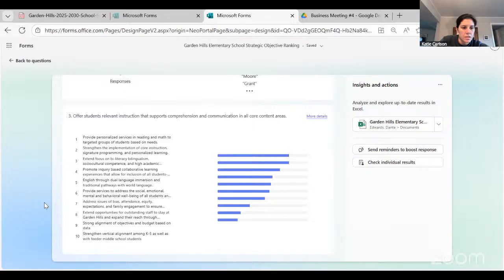Okay. I have a question about ordering them by importance. The one that Katie put in the chat, offering student relevant instruction that supports comprehension and communication in all content areas: if we're already continuing with HMH and the math curriculum, and our coaches are making sure there's strong instruction throughout the building, what exactly is that ensuring or promoting outside of what we're already doing?